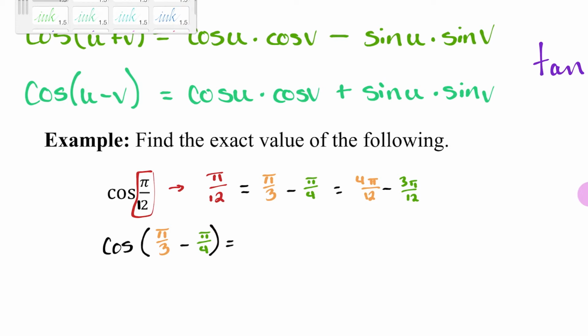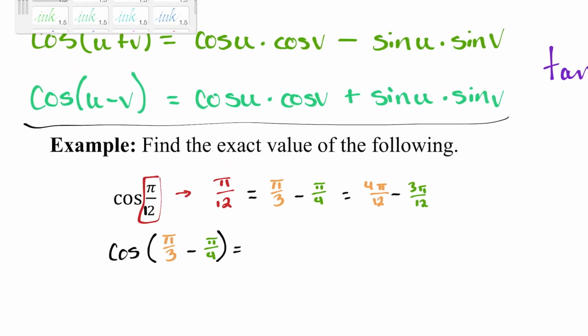Which means I'm using, you can see the formula here, cosine of u minus v. So then when I'm doing this, I'm looking at the cosine of pi over 3, the cosine of pi over 4, and the sine of pi over 3 and pi over 4, which are angles that I know in the unit circle. So in this case, my pi over 3 is my u, and my pi over 4 is the v. And I'm just plugging everything into the formula.